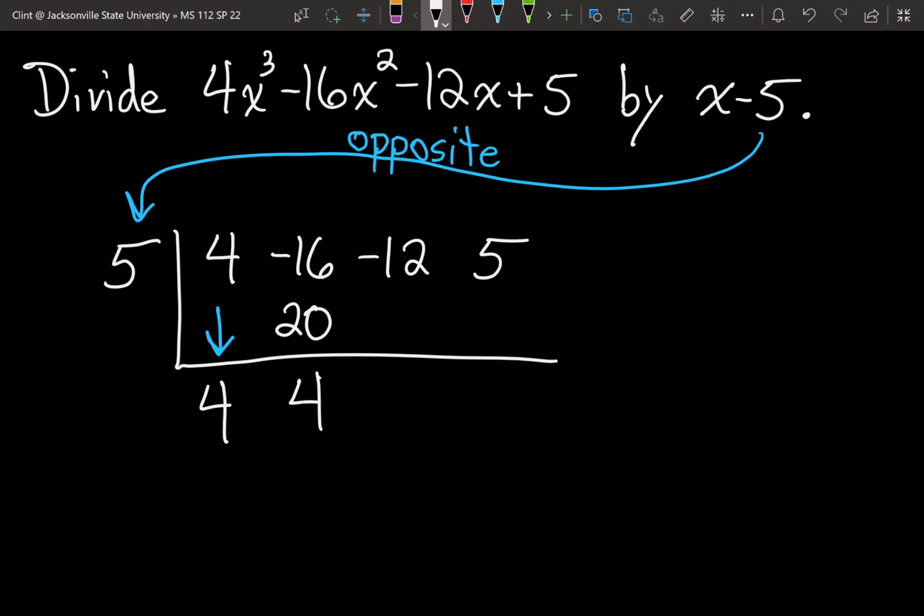And then we just do that until we get finished, over and over. So now I'm taking this 4 times 5 gives me 20. So that 20 I'm going to write underneath the next number. We combine those two terms, that gives me positive 8. And now I'll do this 8 times the 5 will give me 40. So I'll write 40 down underneath my next number. And if we combine those two numbers, 5 plus 40, that's 45.